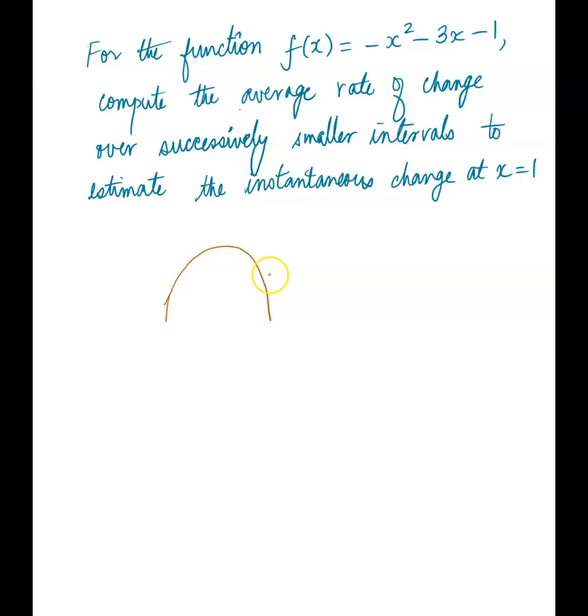Let me draw this. Say, when x equals 1 is here. That's the point when x equals 1, and we can see that that will be the slope of the tangent line at 1. We can evaluate for 1 by plugging in the function at 1. And what we are seeing now is that we need to find successively smaller intervals to estimate what happens at 1, so we're going to look in the neighborhood of 1.